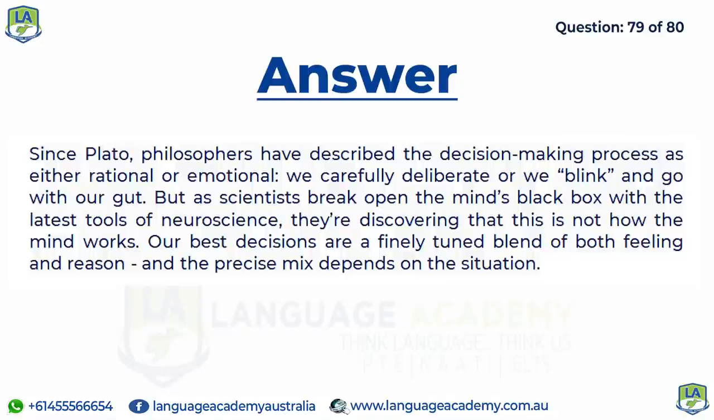Since Plato, philosophers have described the decision-making process as either rational or emotional: we carefully deliberate, or we blink and go with our gut. But as scientists break open the mind's black box with the latest tools of neuroscience, they're discovering that this is not how the mind works. Our best decisions are a finely tuned blend of both feeling and reason, and the precise mix depends on the situation.